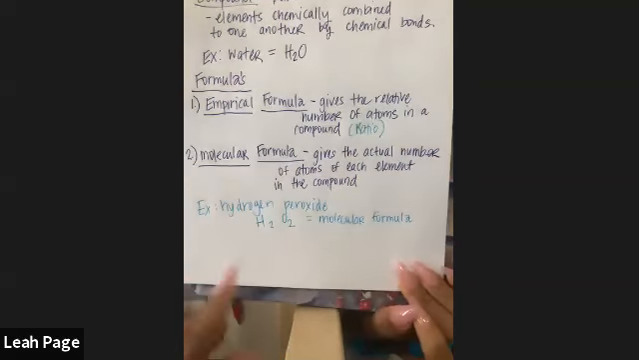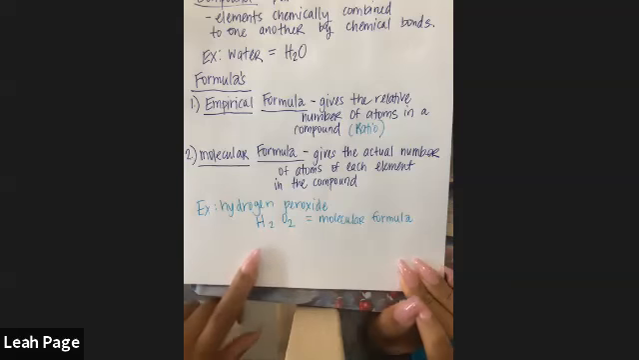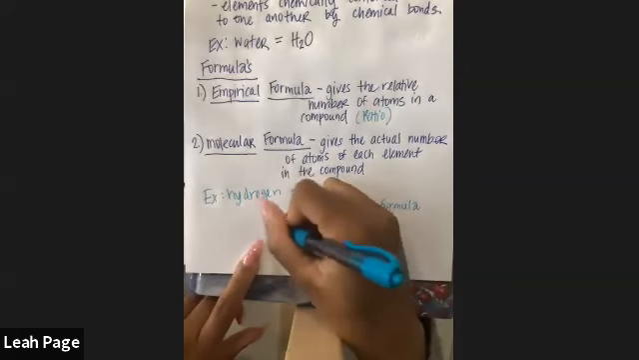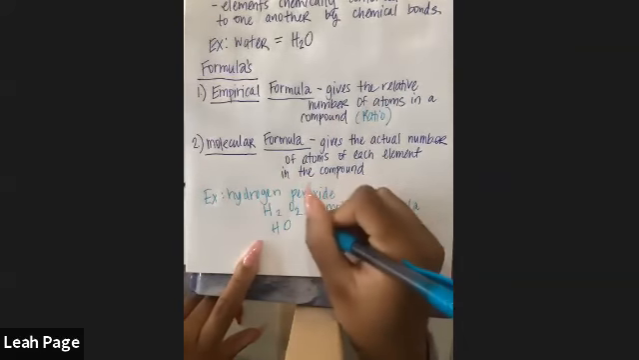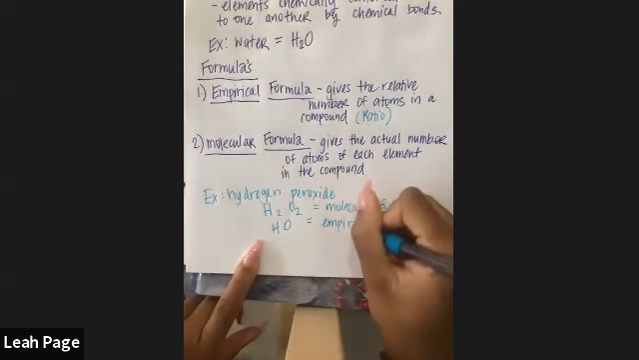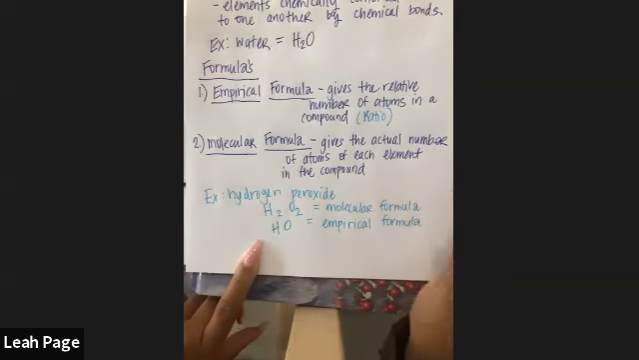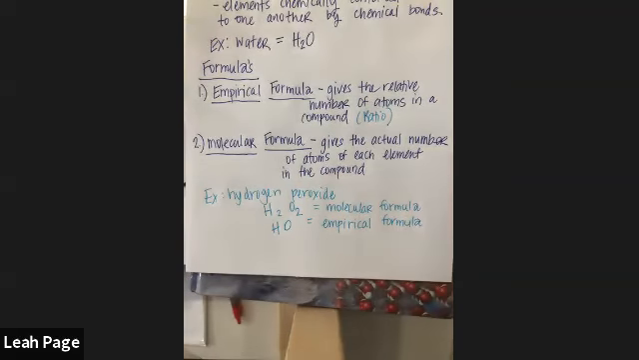But as we see, the ratio of hydrogen to oxygen atoms is 2 to 2. So we can simplify that and say that ratio really means it's just 1 to 1. So for every 1 hydrogen atom, I also have 1 oxygen atom. And we say that that is the empirical formula. So basically the empirical formula is just a simplified version of the molecular formula.